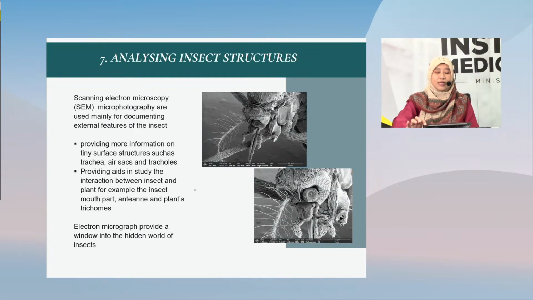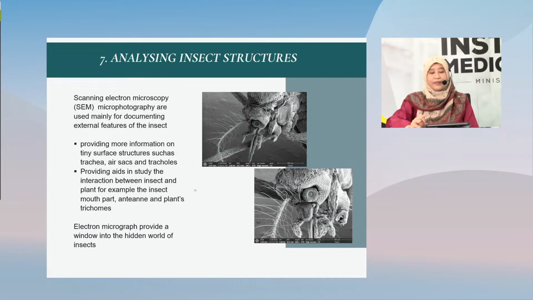Okay, lastly, I will present the applications of EM in analyzing insects' miniature structures. SEM, scanning electron microscopy, microphotography, is used mainly for documenting external features of the insect, where it provides more information on tiny surface structures of the insect, such as trachea, or tracheoles.